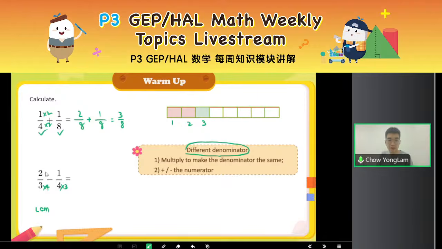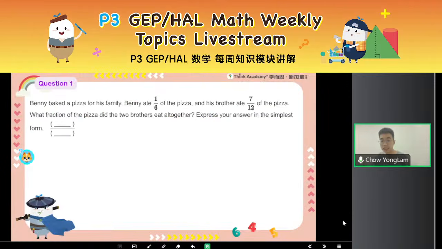Then 2 on top times 4, 1 on top times 3. The top and bottom, you should multiply by the same number. So in that case, you will get 8 over 12 minus 3 over 12, which gives the final answer 5 over 12. Now that the denominator is the same, you can just add and subtract directly. So that's how you do the basics of fraction addition and subtraction.